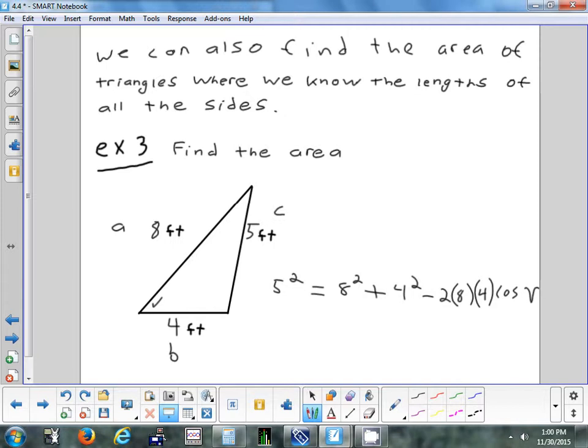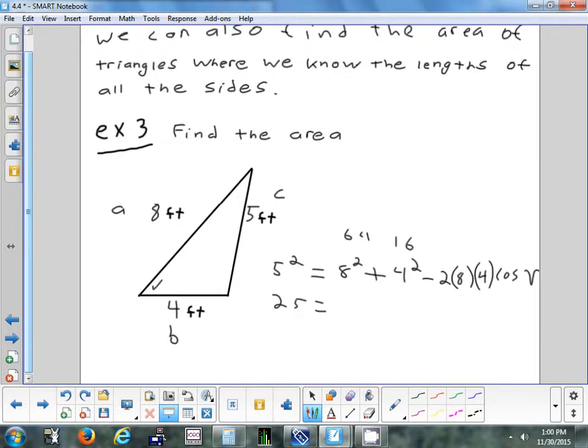Okay, 5 squared is how much? 25. Okay, 8 squared, that's 64. 4 squared is 16. What's 64 plus 16? 80. Minus 2 times 8 is 16. What's 16 times 4? 64. Cosine gamma. Okay, now this part we just want to be careful. What do you do next?